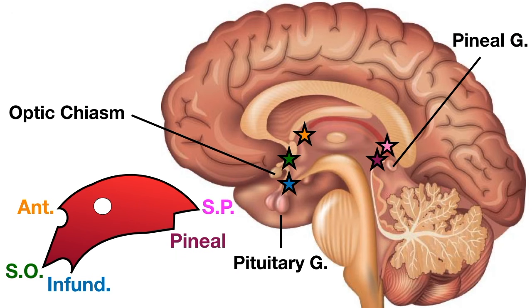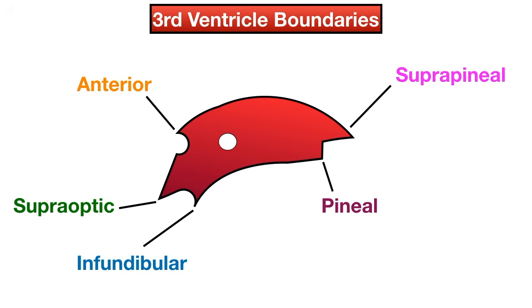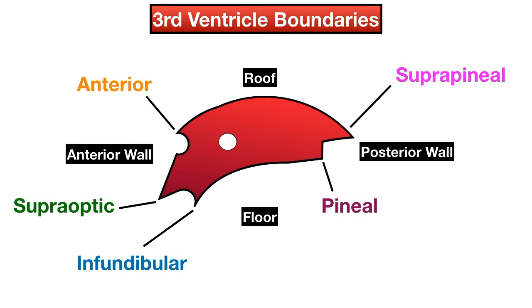Similar to how there were structures that form the boundaries of the lateral ventricles, there are also structures that form the boundaries of the third ventricle. The third ventricle has a roof, a floor, an anterior wall, a posterior wall, and 2 lateral walls. The roof extends from the interventricular foramina anteriorly to the suprapineal recess posteriorly, and the floor extends from the optic chiasm anteriorly to the cerebral aqueduct posteriorly.